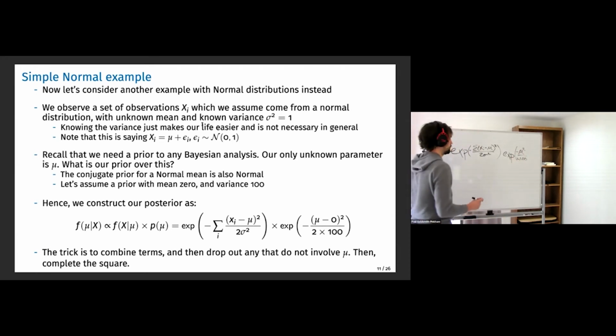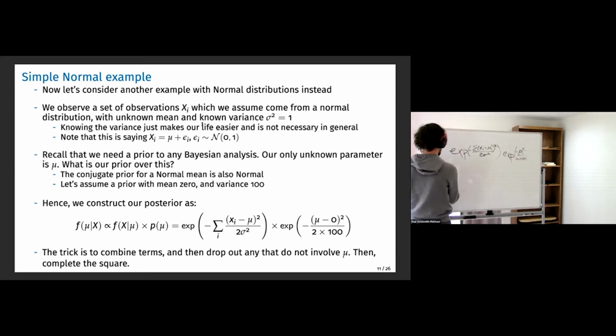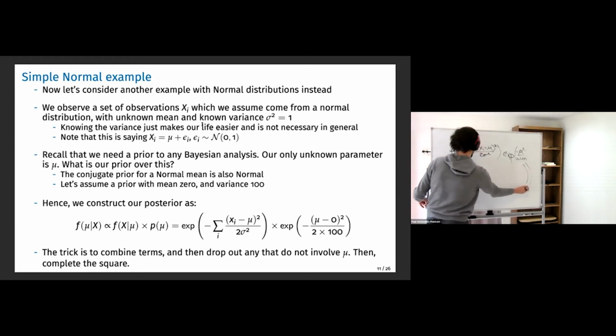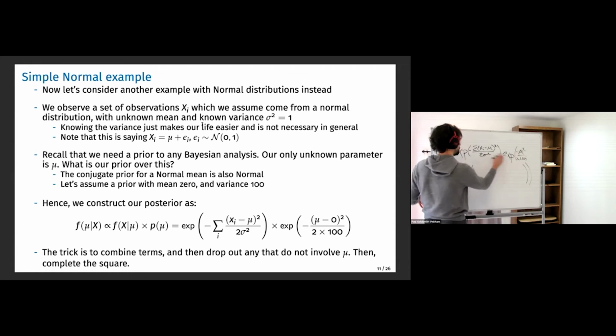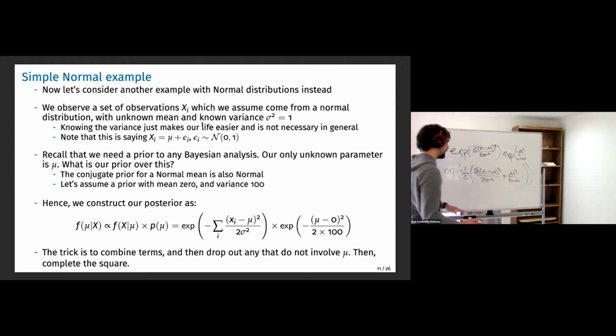So we have a negative. Remember that when you do the product of exponentials, now we have the sum. So really what we can do is factor out the 1/2. What we're paying attention to is just this middle piece, where we factored out the 1/2 and added these two together. And so what we have is the sum of xi minus mu squared over sigma squared plus mu squared over 100, right?